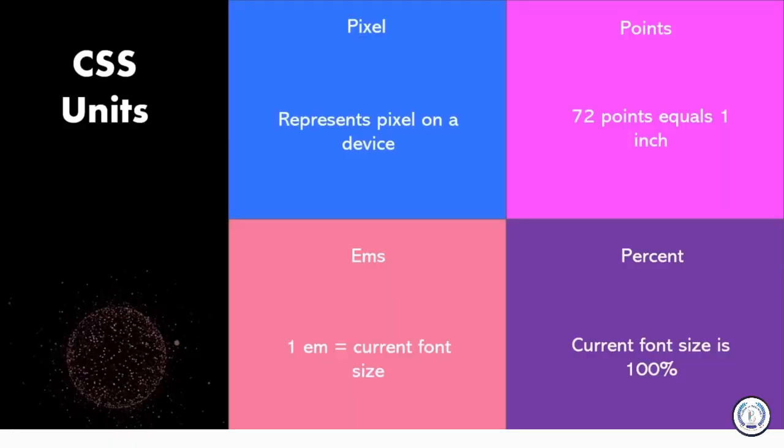So you could say something like font size is equal to 25 pixels, and it'll make it actually 25 pixels. Then there's also points, which is mostly used in print media. And all you need to remember to use points correctly is that 72 points equals 1 inch.